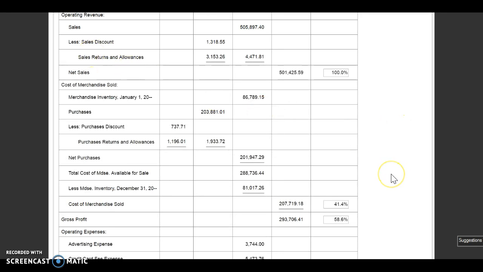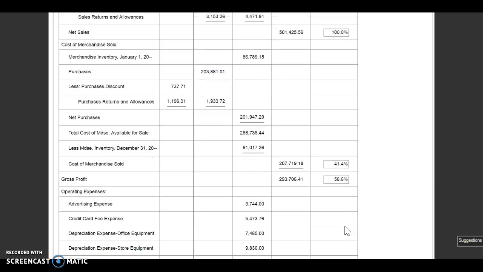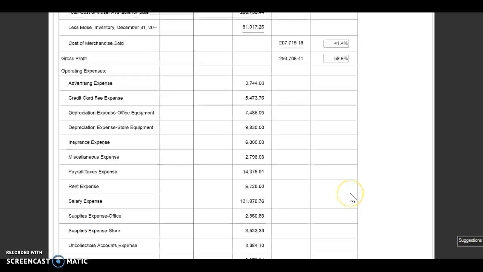Okay, so here are the rest of them. Remember, all of these numbers you're going to take and divide by this number here, your net sales. So cost of merchandise sold divided by net sales, we get 41.4. It's really important that you put that 0.1%. Okay, gross profit is 58.6%.